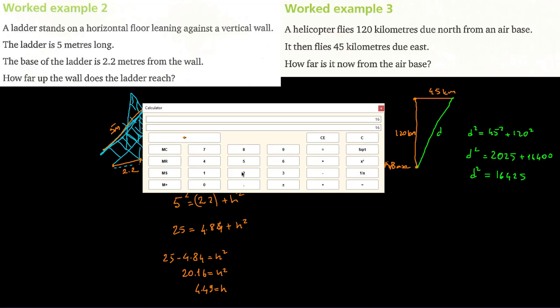If you want to find the square root of 16,425, it is 128.1 kilometers. So the distance is approximately 128.1 kilometers. When you round up, it's going to be 128.2 kilometers from the airbase.